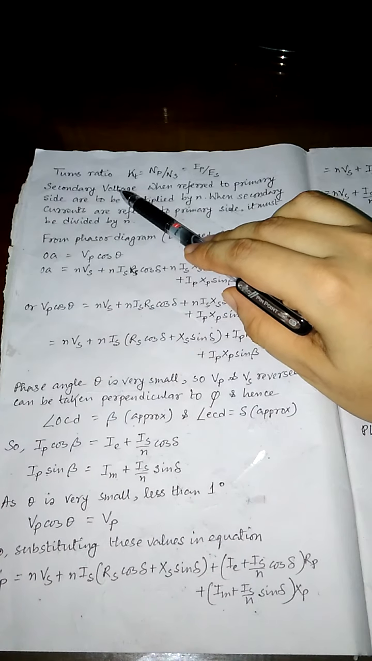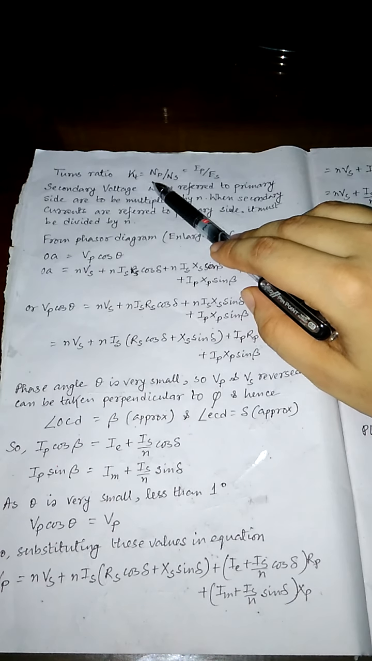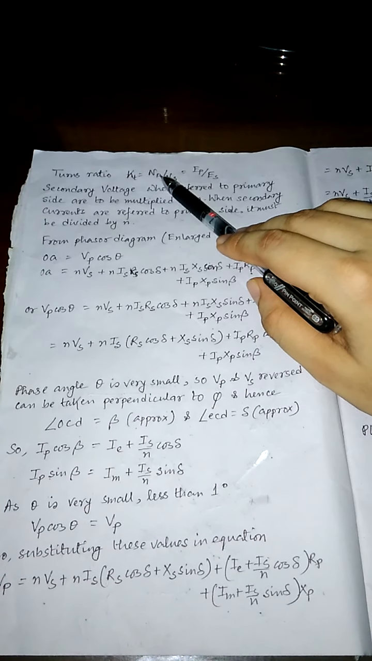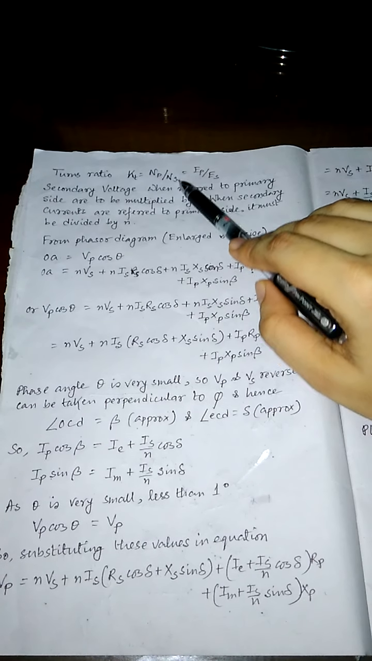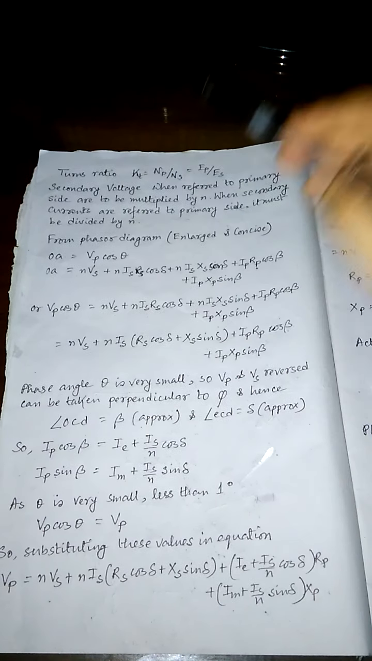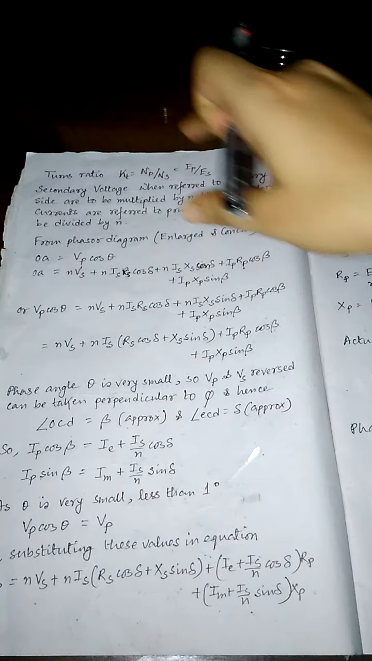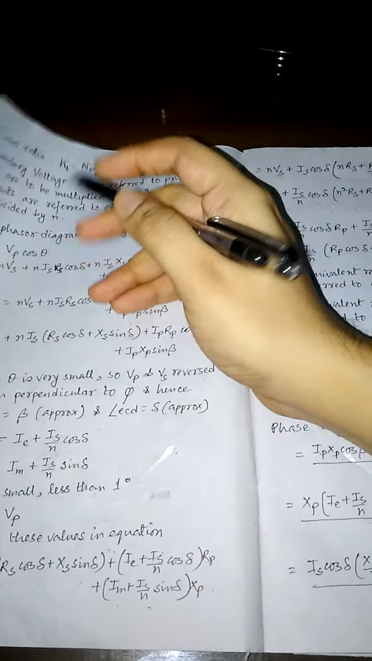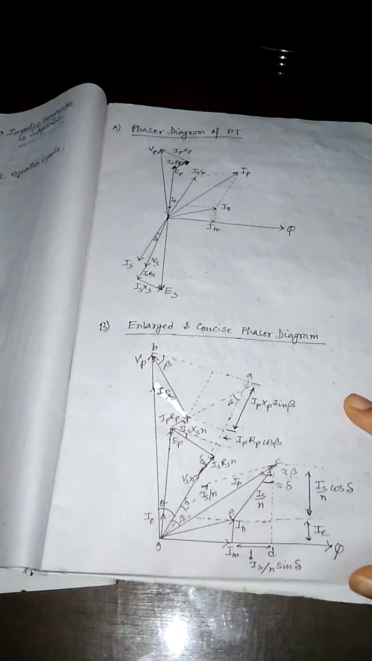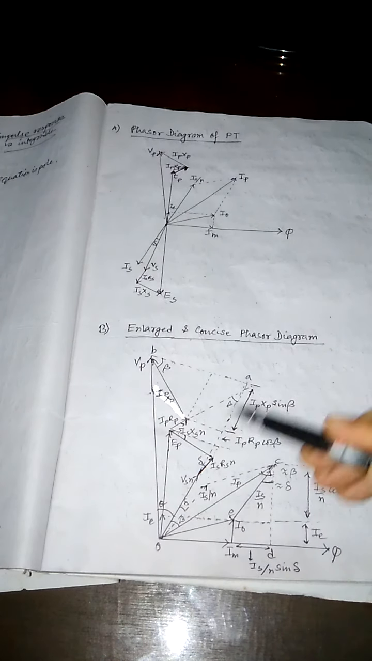Turns ratio. So turns ratio we are already getting, that is the primary winding turn to the secondary winding turn. And from the phasor diagram, that is the enlarged and concised phasor diagram, we are considering it as OA. So OA means, what is OA? So this is OA.